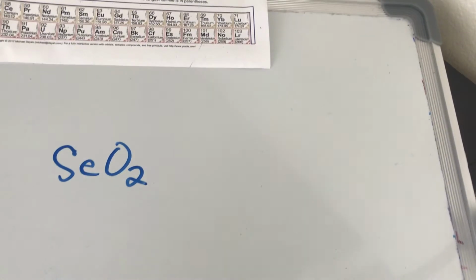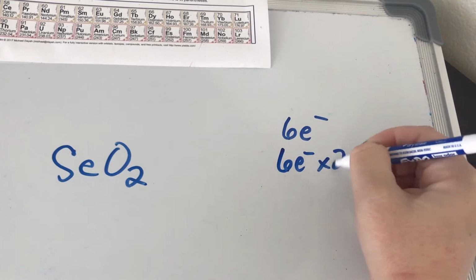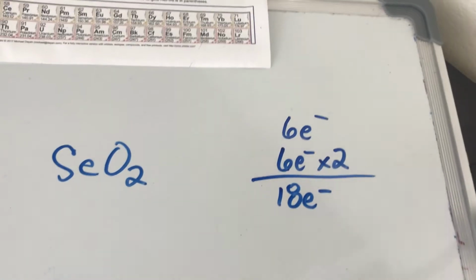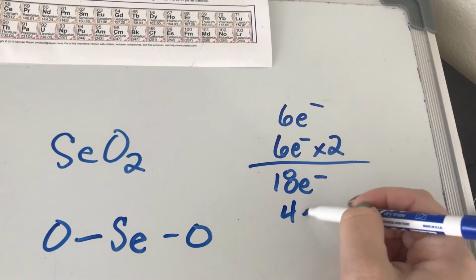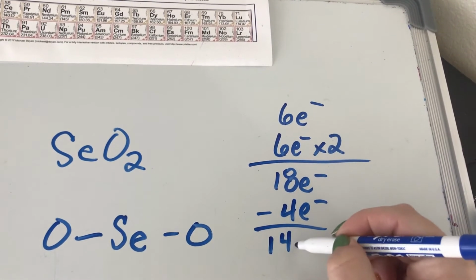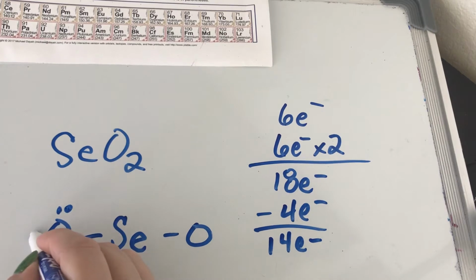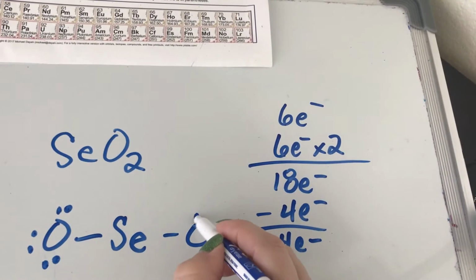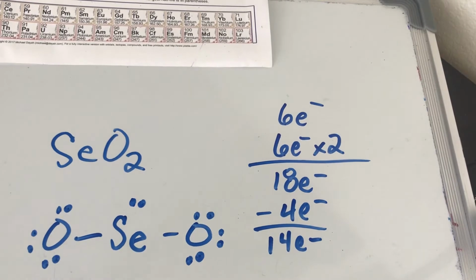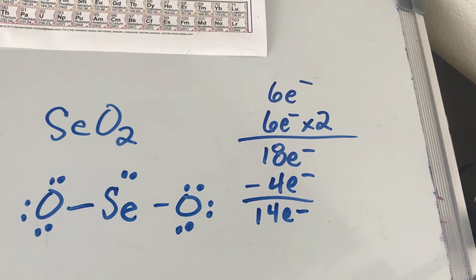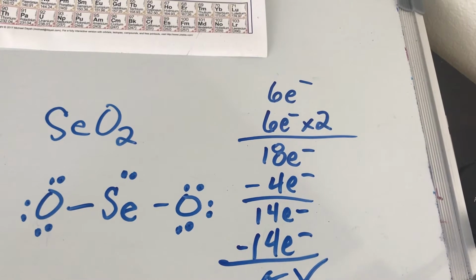Selenium comes to the table with 6 electrons, right? Both oxygens also come with 6 electrons, so you have a total of 18. Selenium is in the center, Se, with O on either side. We've used 4 electrons in bonding, so we have 14 electrons left over. So I have 2, 4, 6, 8, 10, 12, 14. These are all of my leftover electrons, right?